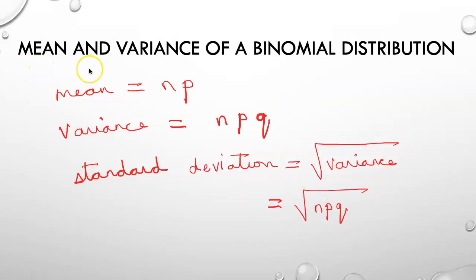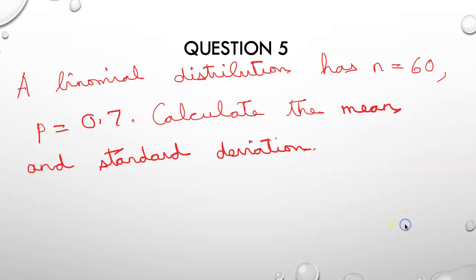Now we come to mean and variance of a binomial distribution. So what is the mean of a binomial distribution? np. The variance is npq. You all know that standard deviation is square root of variance, which is square root of npq.